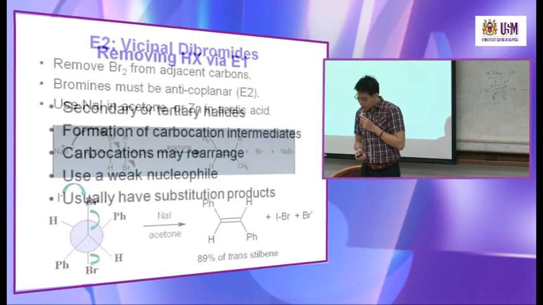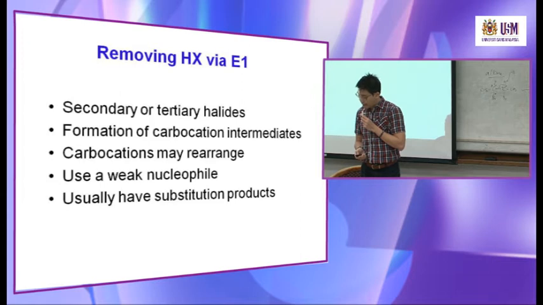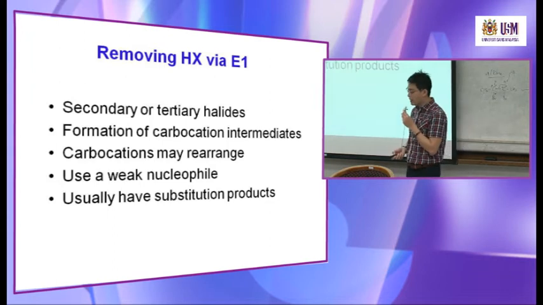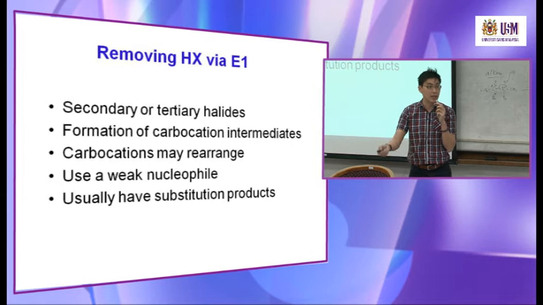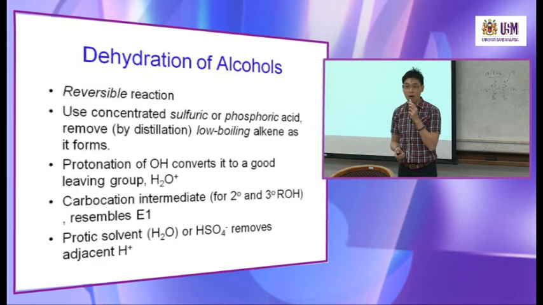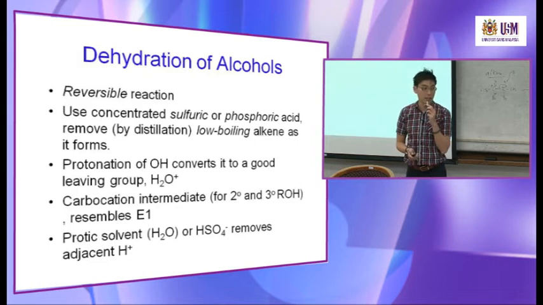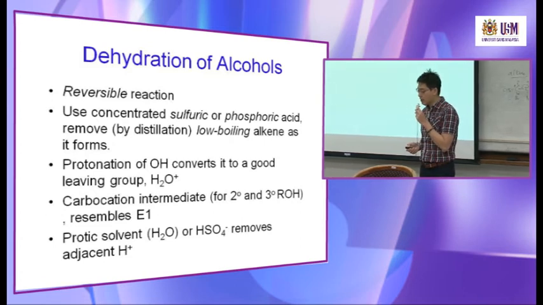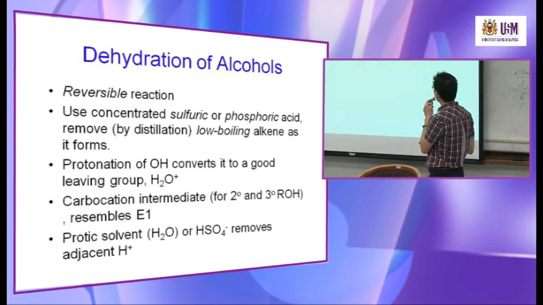So, continue. This is something you also have studied before, or you can remove HX by E1 reaction. In this case, the E1 reaction, you use secondary or tertiary alkyl halide. Okay, so this one you see only one slide because I don't want to repeat. You can study in the last chapter. So, or dehydration of alcohol. This one also we have covered in the last chapter to produce alkene. From the alcohol, you use either sulfuric acid or HCl.